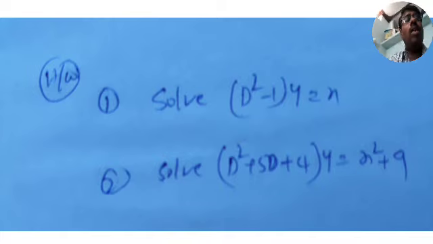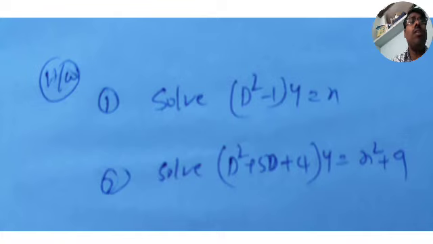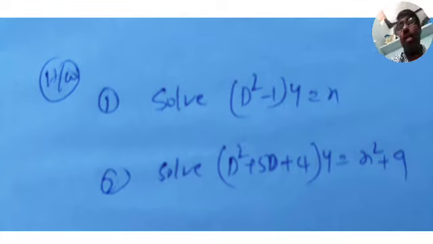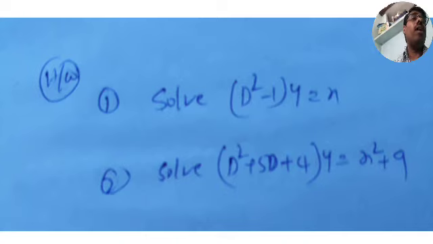Solve. D square minus 1 of y is equal to x. Third method. D square plus 5d plus 4 of y is equal to x square plus 9. Again the third method, method 3. Are you getting? So practice the already solved problems, then do the homework.